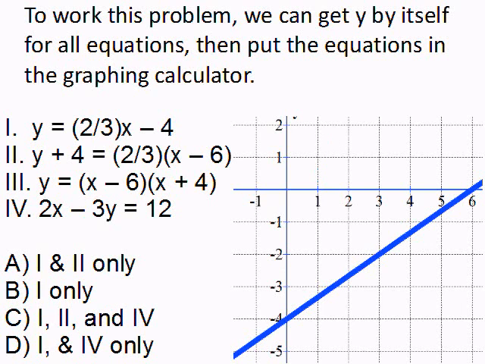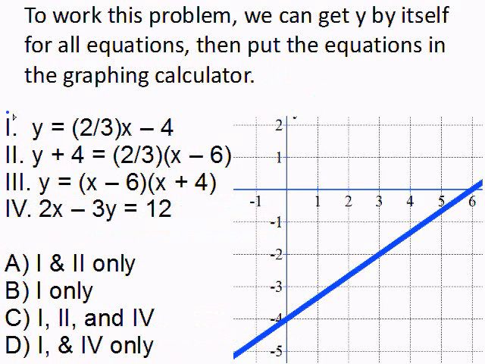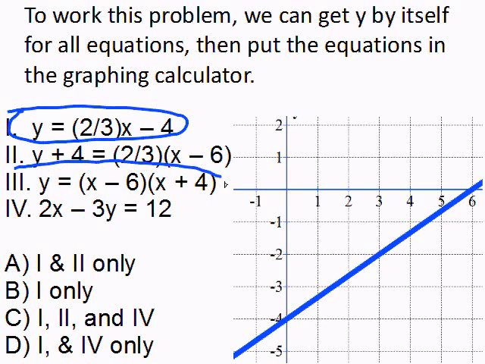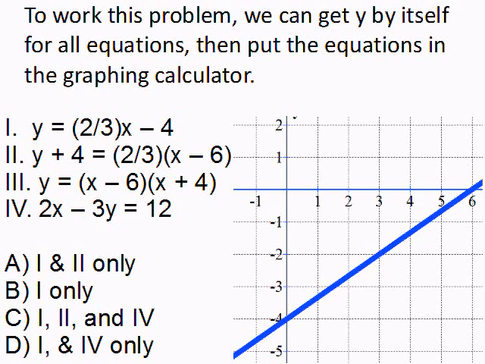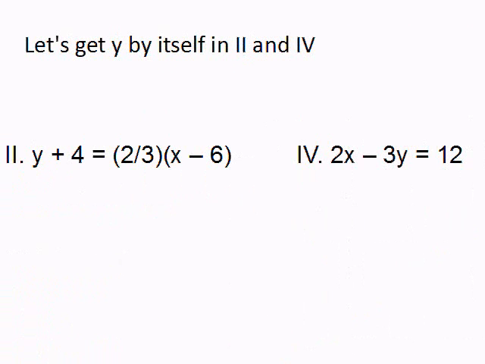Good news is if we look at number 1, and also at number 3, you'll notice those already have y by itself, so we don't actually have to get y by itself in those two. So we're going to get y by itself in number 2 and number 4.